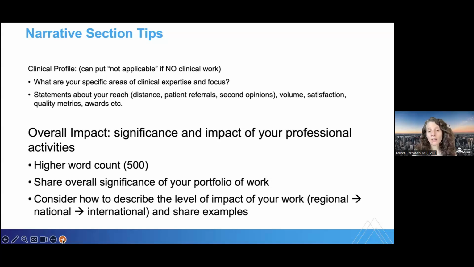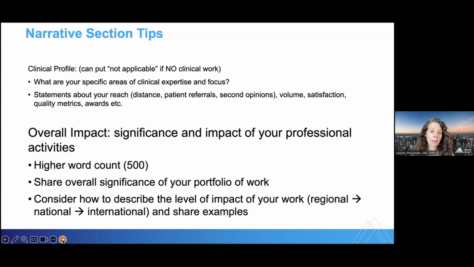So are you getting a lot of patient referrals? Do folks come to you for second opinions? Do folks come from distances? Do you get patients referring their friends? I mean, that could be enough for a generalist, right? If you just get patients who are telling all their friends and family to come see you, that is a really important metric of how well respected you are.